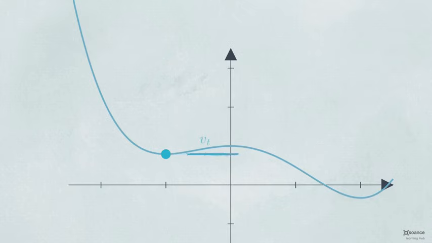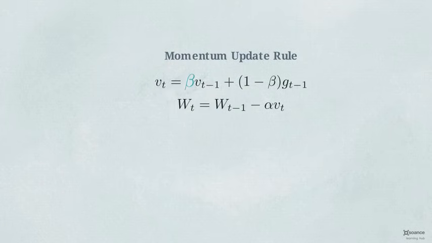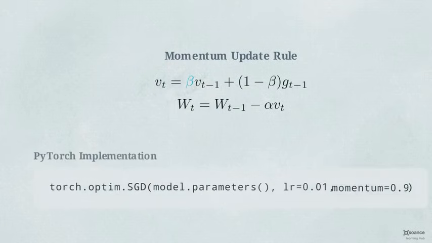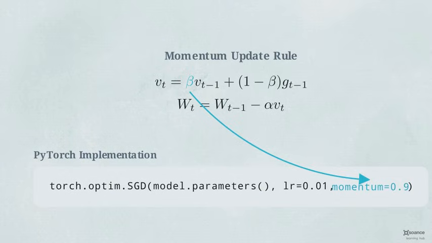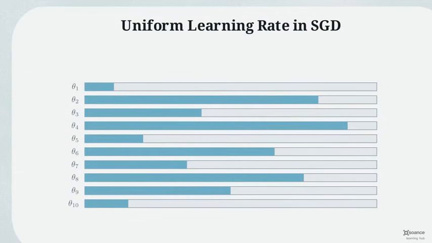Instead of only looking at the current step, momentum carries forward a fraction of our past gradients. Mathematically, this modifies our standard update rule by introducing a new velocity term. In PyTorch, we implement this by routing the math's beta variable directly into the SGD class as our momentum parameter. By factoring in past steps, we give the algorithm the physical inertia it needs to roll right through those suboptimal plateaus.